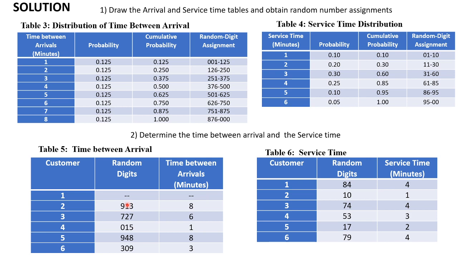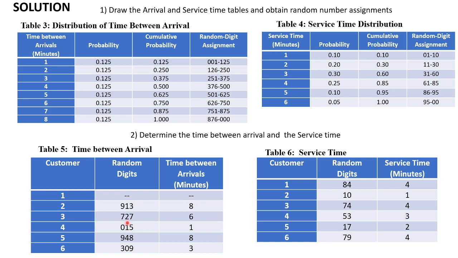So when you pick 913, you come to the time between arrival table. Then you look for the range where that random digit falls. So 913 falls between 876 and 1000, which means that in that case the time between arrival for customer 2 is 8. So we pick 8 and we write that here.